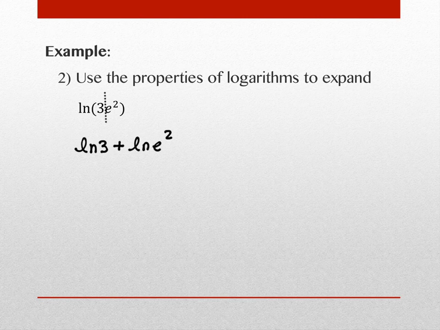There is still an exponent of 2 that's going to come to the front, but it can't happen before it's separated because that exponent of 2 is not on the 3. The exponent of 2 is only on the e. But that will be our next step. So now we can actually rewrite this as natural log of 3 plus 2 natural log of e.